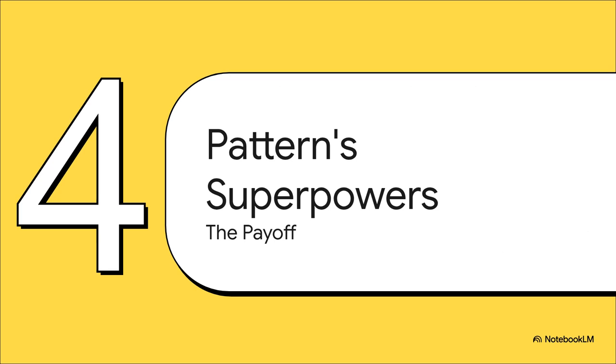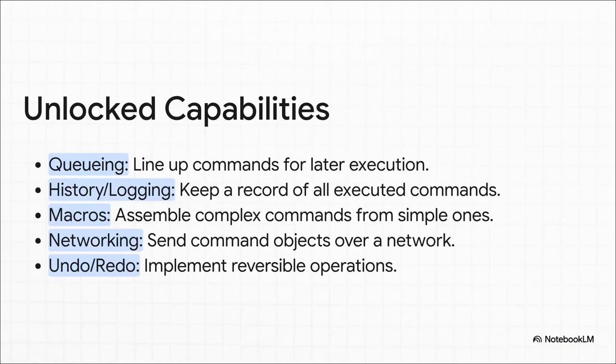So, why do we go through all this trouble to set up these roles? What's the big payoff? Well, this is where it gets really, really cool. Once you've wrapped up your requests in these command objects, you unlock some seriously powerful capabilities. So, for one, you can queue up commands, just like the orders in the kitchen, and execute them whenever you're ready. You can easily keep a history of every command that's been executed, which is great for logging.